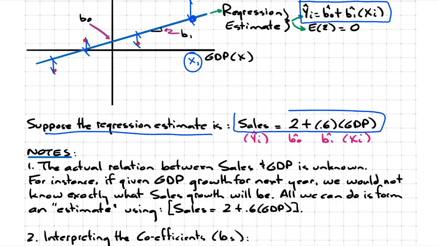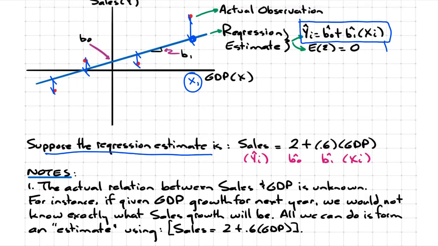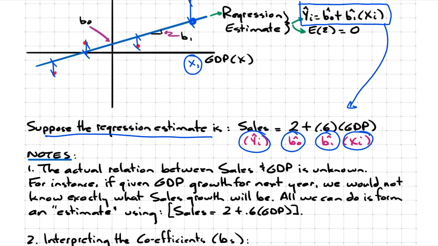So sales is equal to 2 plus 0.6 times GDP. And again, we're just using this regression framework here. So this would be the estimate for the dependent variable. This is the intercept term. That's the slope coefficient. And this, of course, is the independent variable.